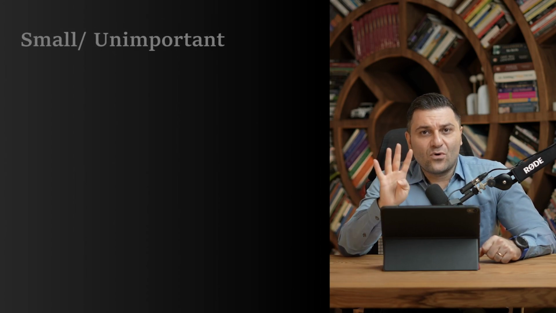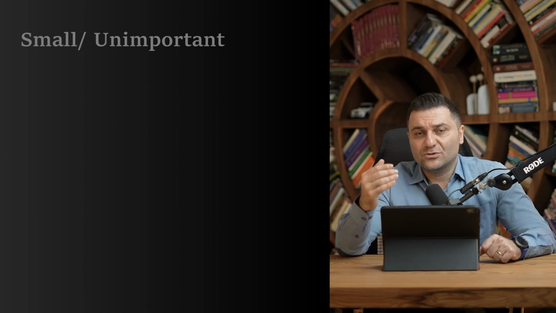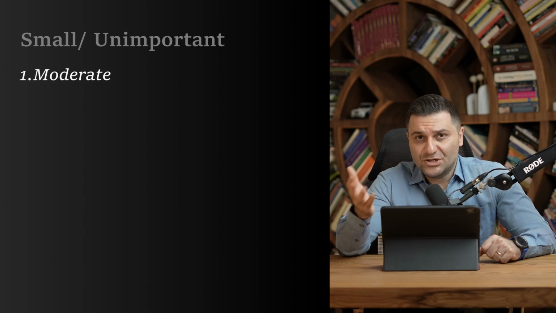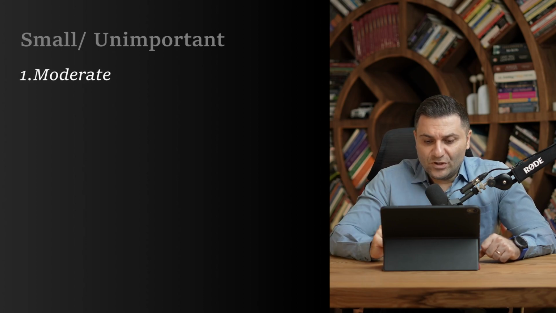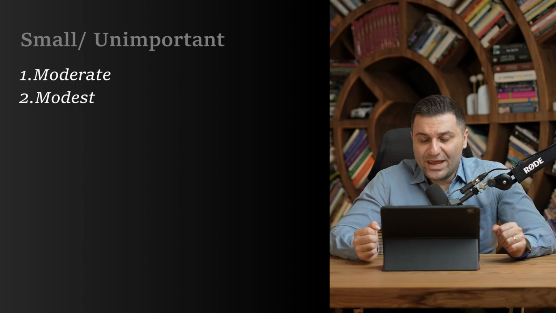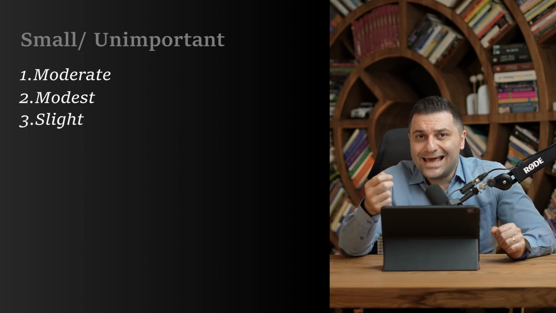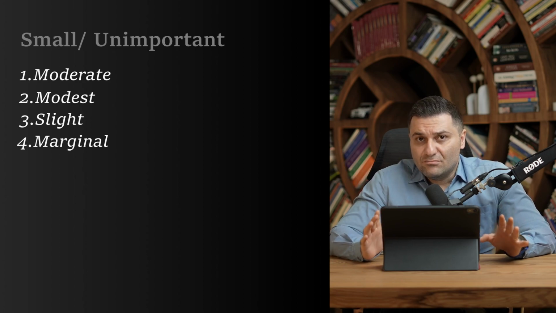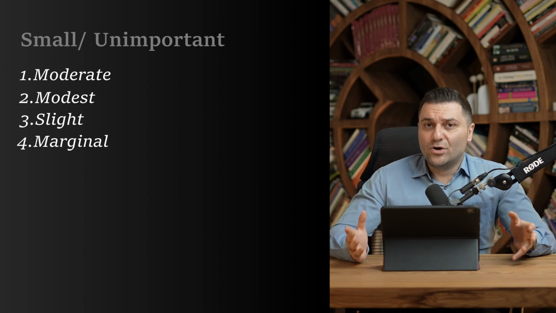Sometimes the change is small or unimportant, all right? We can use 4 adjectives to talk about small changes. The first one is moderate. Second one is modest. Then we have slight and marginal. So, moderate, modest, slight, and marginal.